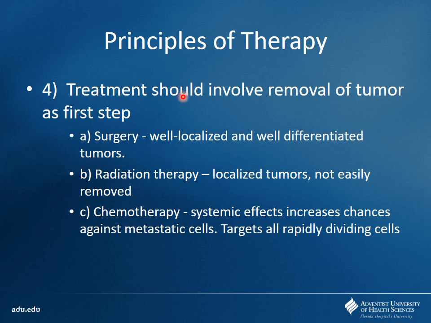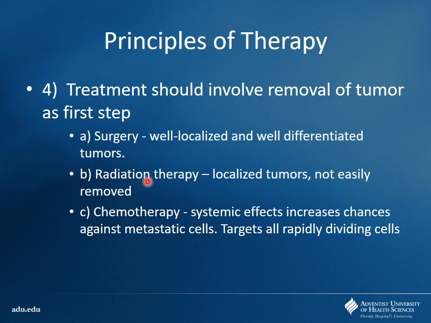Okay. So again, treatment should involve removal of the tumor as a first step. Surgery is really good for well-localized, well-differentiated tumors. Radiation therapy is better for localized tumors, because if you irradiate the entire patient, what happens to them? Is any of these therapies really benign for the patient? No, right? Surgery is probably the least offensive, because you can just go in and cut something out, just like a typical surgery.